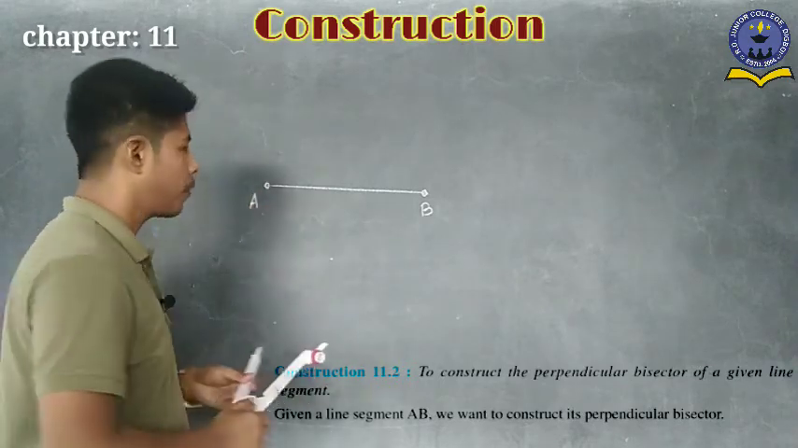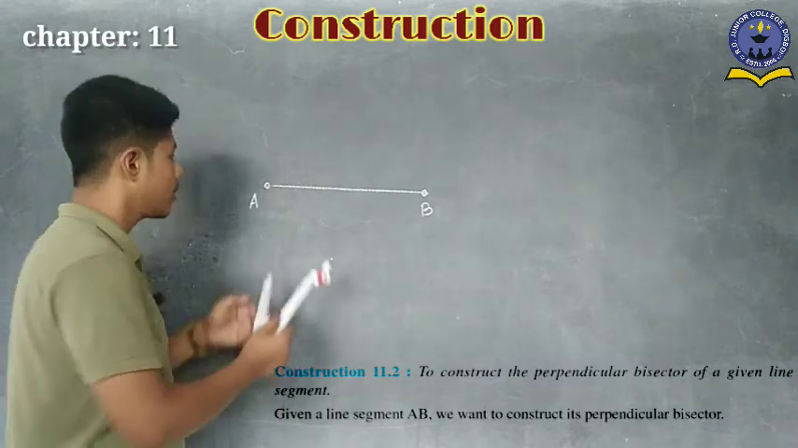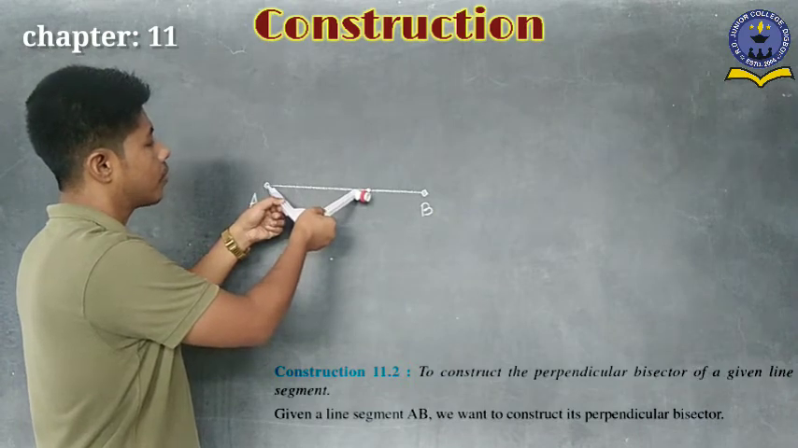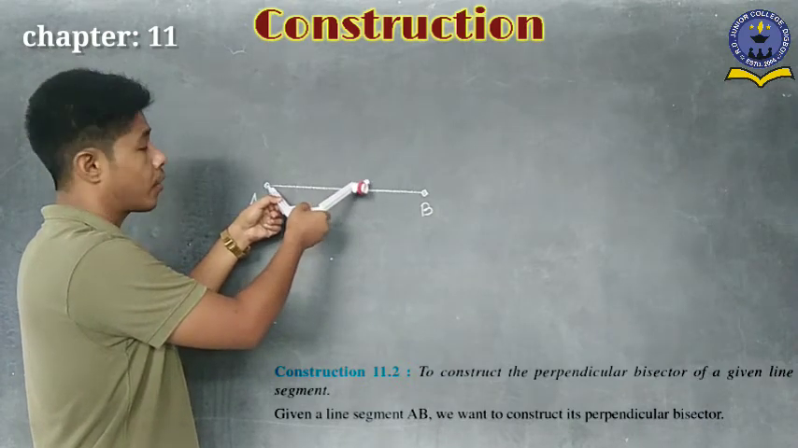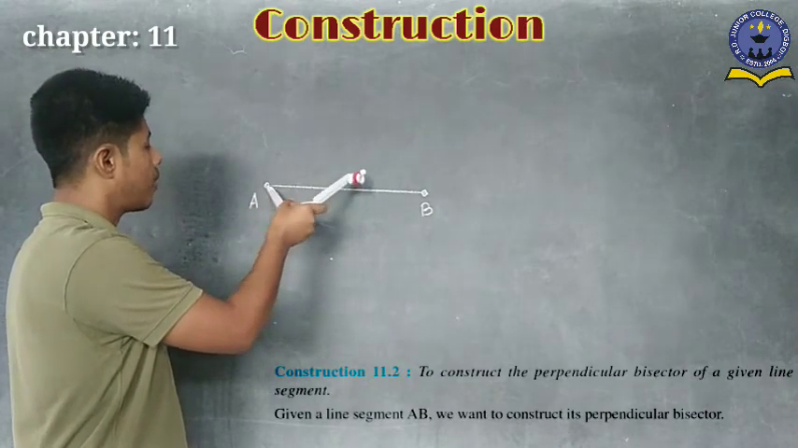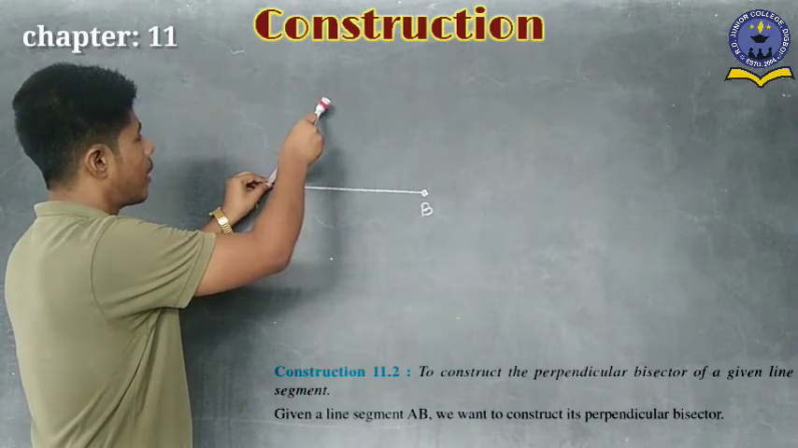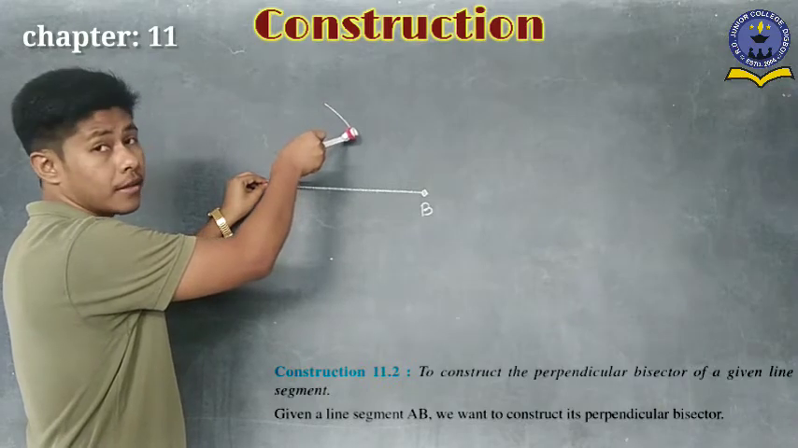Is it clear? For the perpendicular bisector, how much length do we need here? More than half. That means 1/3 length. Suppose this one is almost more than half here, so we have to consider more than half the length. Now, taking A as a center, what do you have to do? We have to draw an arc. Suppose the arc we drew is like this.